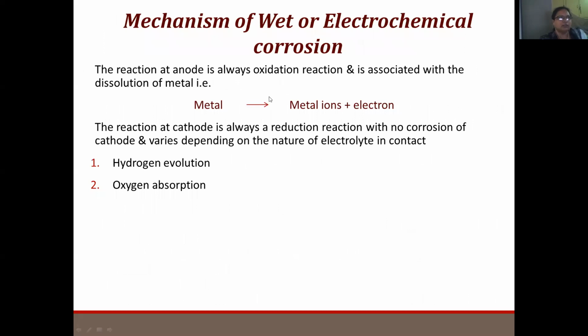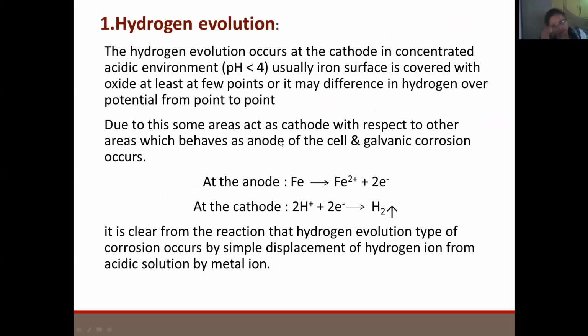Coming to the mechanism, so reaction at anode is always oxidation and at cathode is always reduction. Metal gives metal ions plus electrons. Then it is of two types again, that is hydrogen evolution and oxygen absorption. So coming to the evolution of hydrogen.